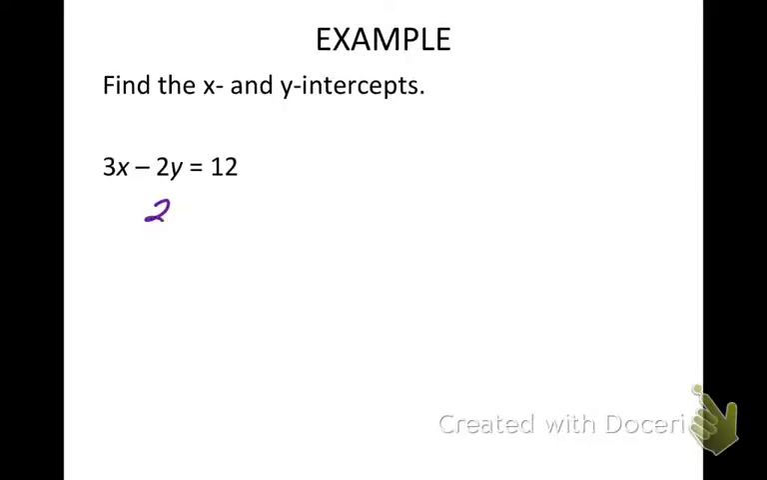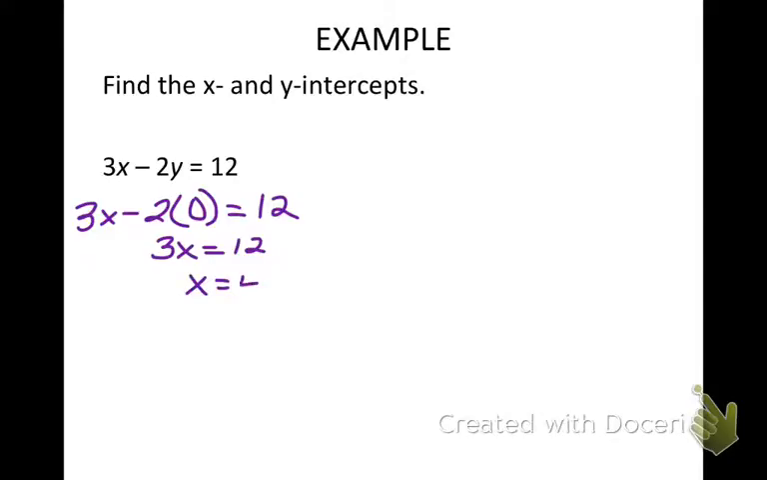So instead of a y, we're going to input a 0. Bring down your 3x, bring down your minus, bring down your equals 12. Can you solve that equation for x? Yes. Negative 2 times 0 is 0. So now I'm left with 3x is equal to 12. So x is equal to 4.